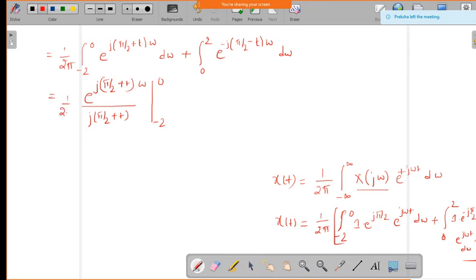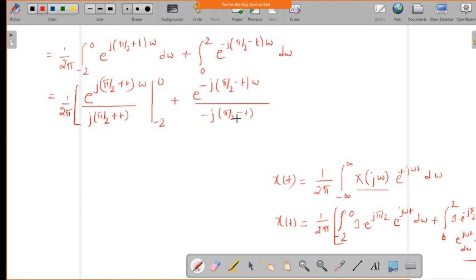This is 1 over 2 pi, plus e power minus j(pi/2 - t) omega, divided by minus j(pi/2 - t). This varies from 0 to 2. Okay.